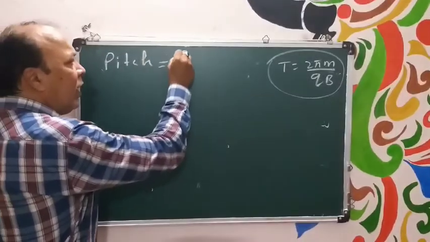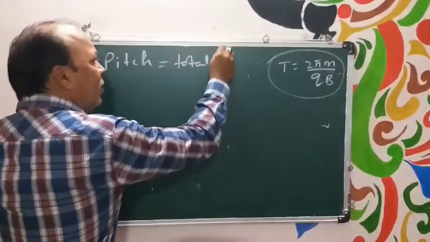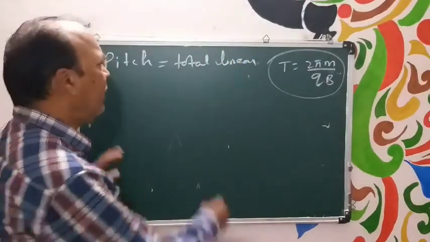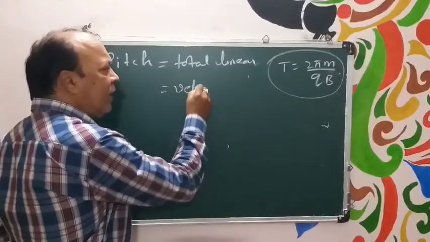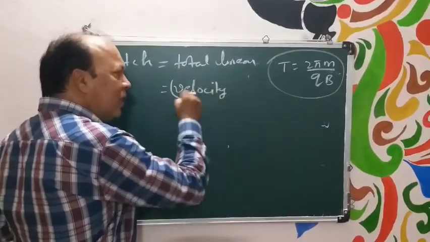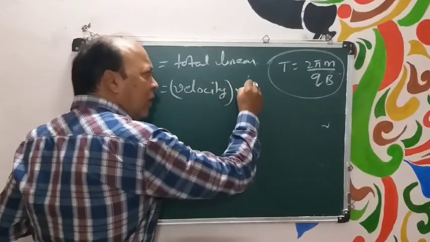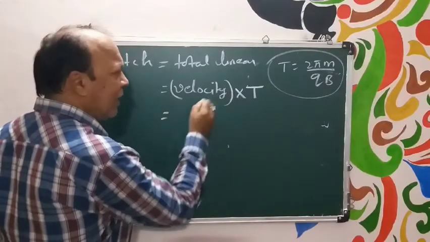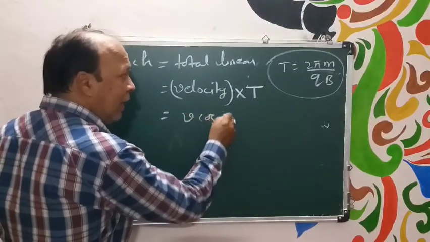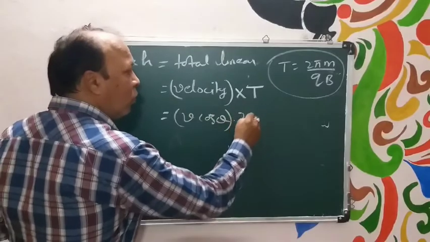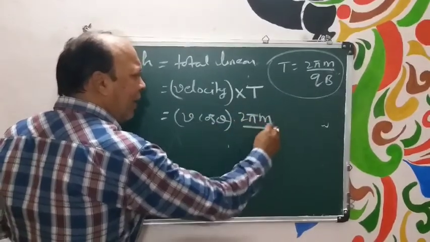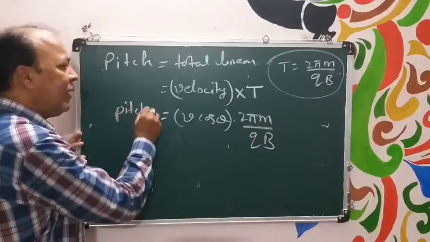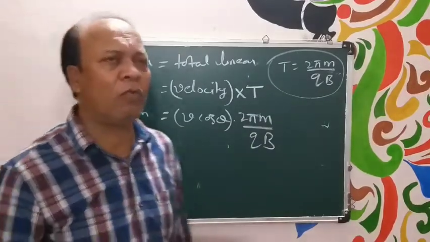Pitch means total linear displacement in one complete rotation. So the displacement you can simply write as the velocity in the linear direction times the time taken for one complete rotation, that is the time period. The velocity in the linear direction is V cos theta, and the time period is 2 pi m divided by qB. This should be the pitch. Is that clear? So in this way we can also find the pitch.